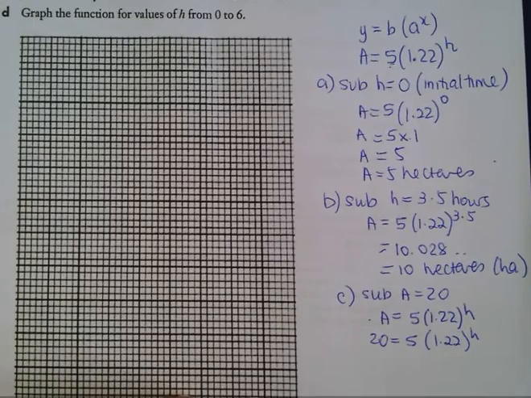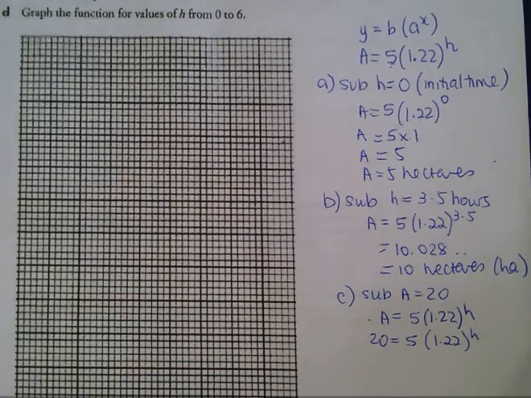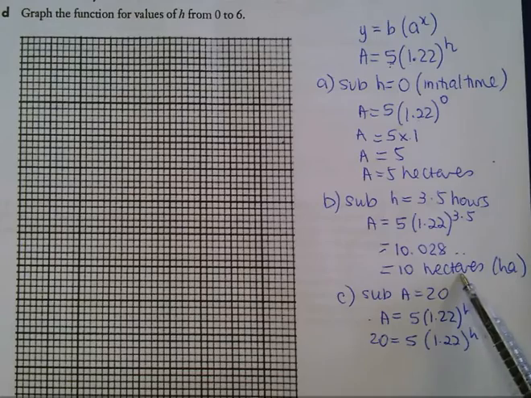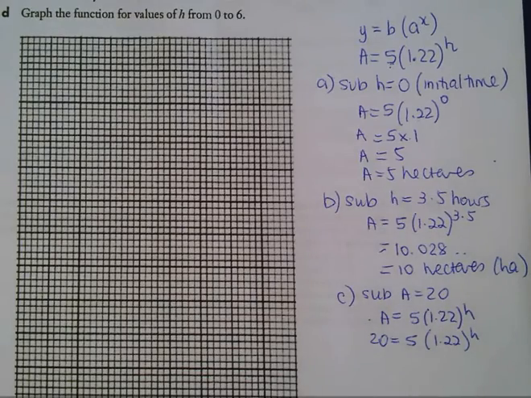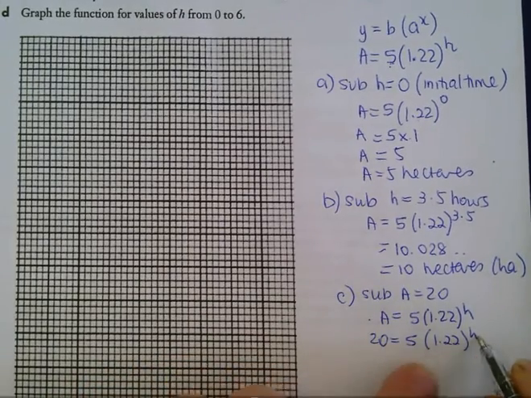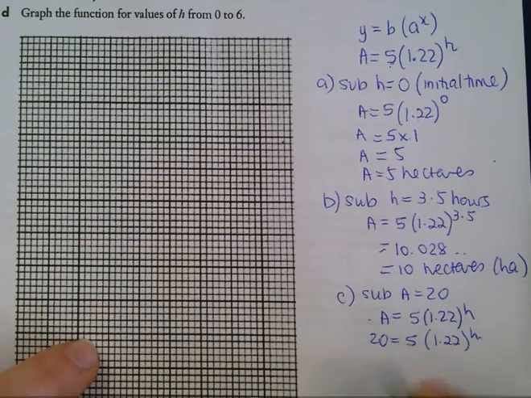Guess and check. Well, it's actually what we can do. Look, guess and check used to be in the course. They say that it has been taken out from 2014. So look, if we know that when h is 3.5, you get 10 hectares, it's obviously going to be more than 3.5 hours. Yes, you could guess and check, but here you could divide by 5.